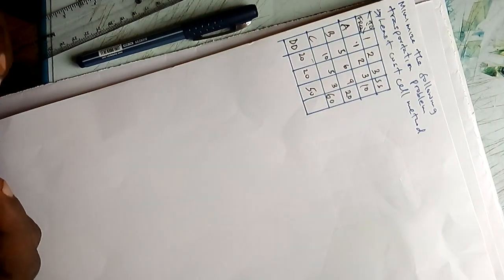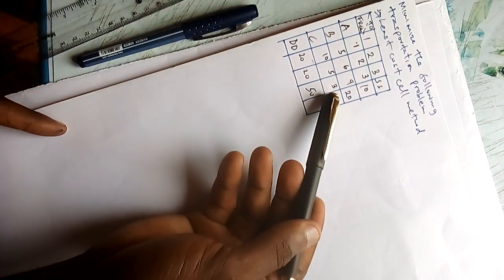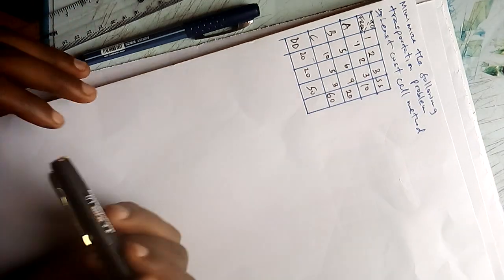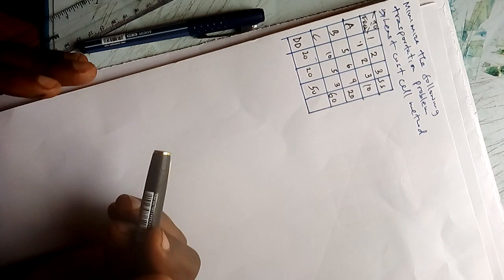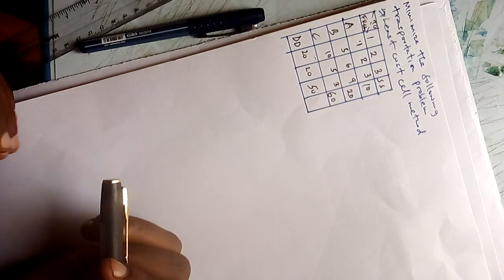So before you begin, you ensure that the problem is balanced. So how will you ensure that the problem is balanced? If the total supply is equal to the total demand, then the problem is balanced. But when the total supply is not equal to the total demand, then the problem is not balanced. Even in my first video, I showed you that if the demand is not equal to the supply, then the transportation problem is not balanced. But when the demand is equal to the supply, then the problem is balanced.